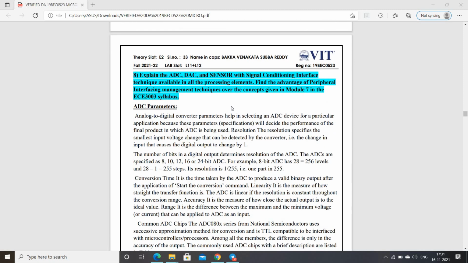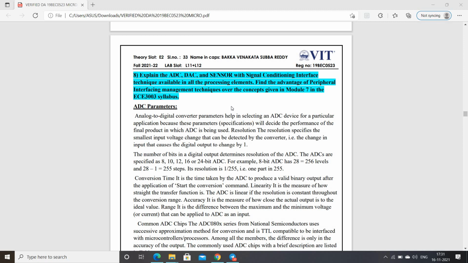And moving on to the 8th question, explain the ADC, DAC and sensor with the signal conditioning interface techniques available in all the processing elements. Find the advantages of peripheral interfacing management techniques over the concept given in module 7 in the ECE 3003 syllabus. So, ADC parameters. Analog to digital converter parameters help in selecting an ADC device for a particular application, because these parameters will decide the performance of the final product in which the ADC is being used.